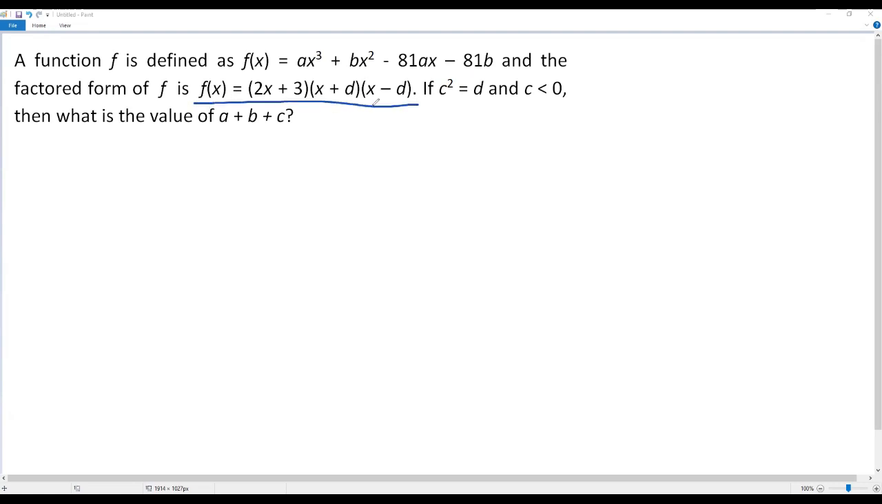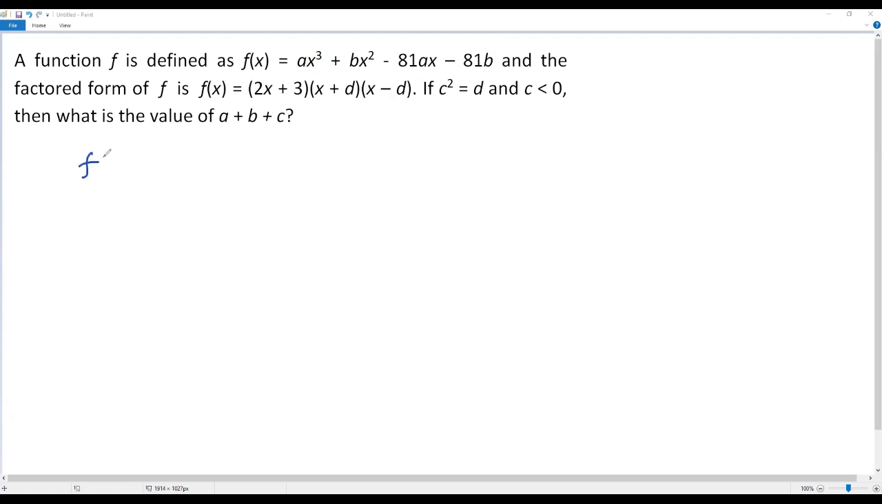Now I'm going to factor the expression we have over here. When I factor this expression, I will have the factored form of the function f(x). It can be compared with the factored form already given in the question. In that case, I'll have a chance to get the values for the constants a, b, and also c.